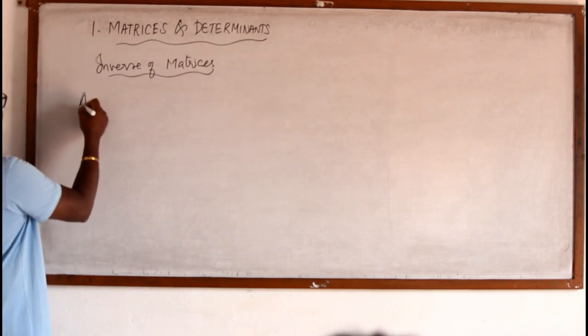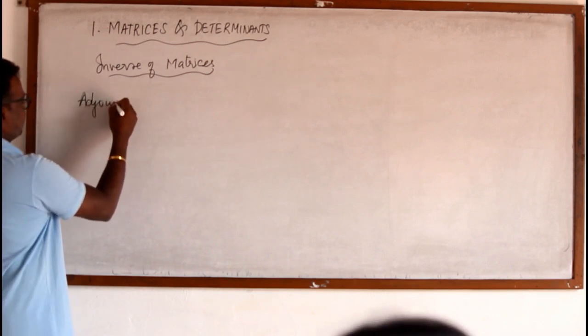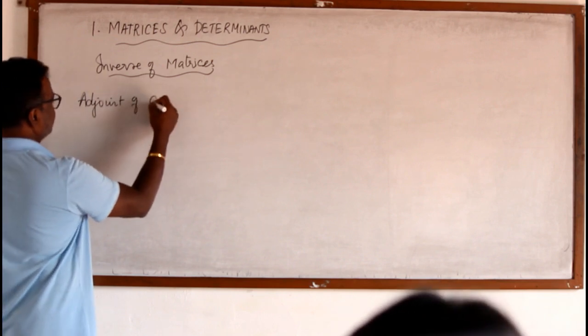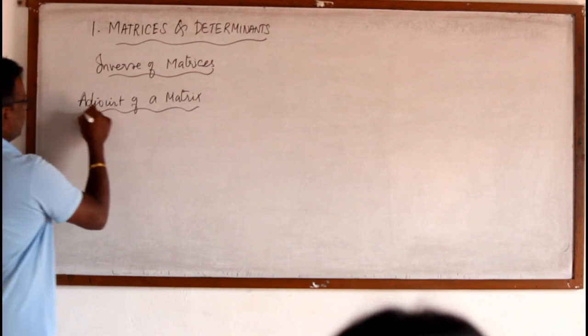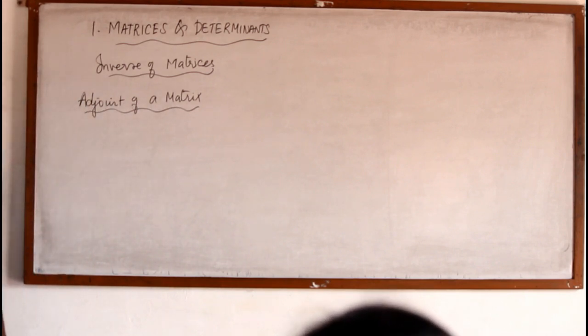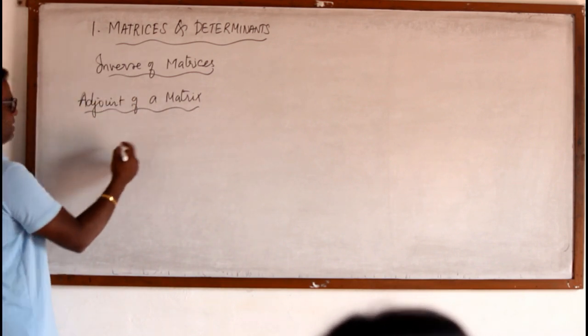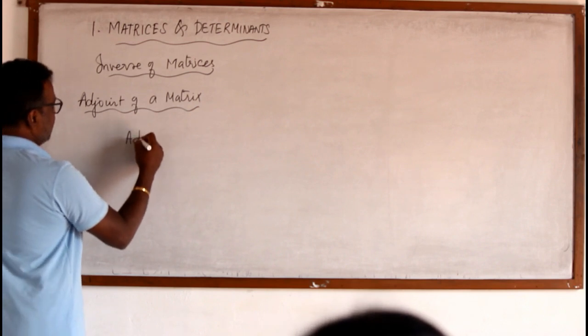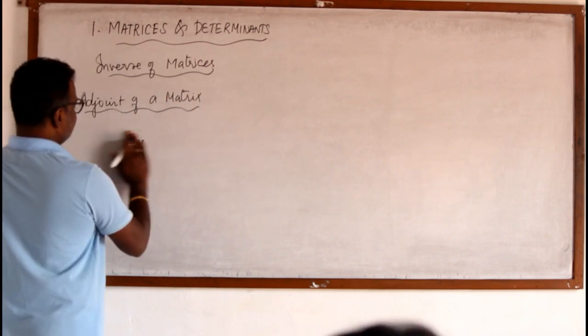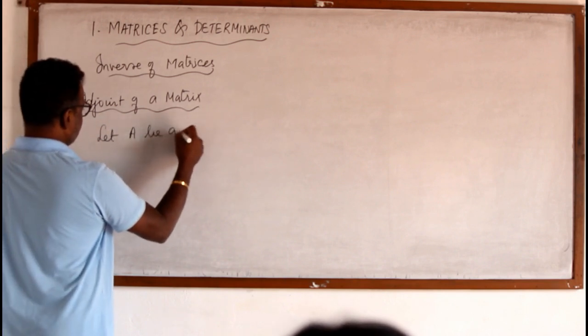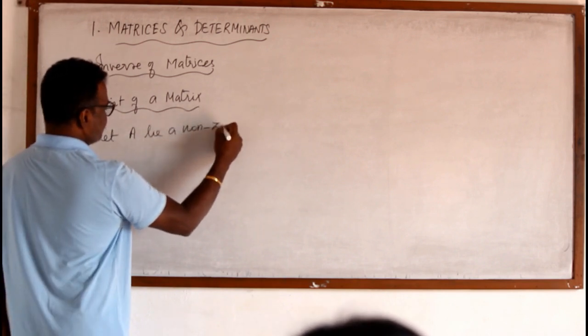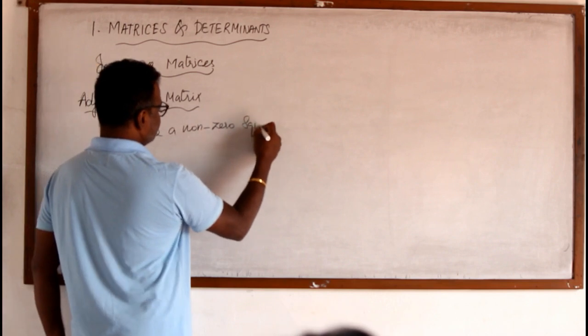Of that, first one is adjoint of a matrix. Once we know the adjoint, then it will be easy for us to study about inverse of a matrix. Now, adjoint of a matrix. Before that, let me take a matrix. Let A be a non-zero square matrix.